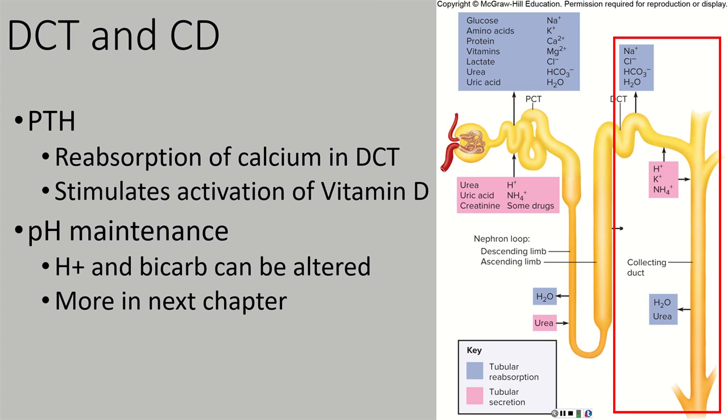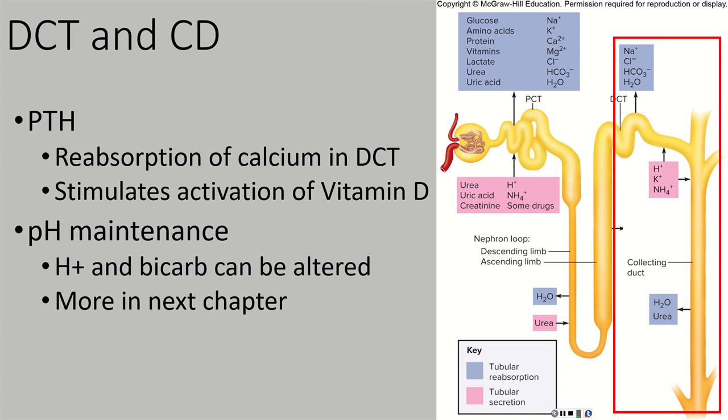Continuing with the distal convoluted tubule and the collecting duct, in response to PTH, the parathyroid hormone. PTH, we talked about a little bit in Bio 137, but here in the kidneys, PTH causes increased reabsorption of calcium in the distal convoluted tubule. It really works throughout most of the nephron, but most of its effects are in the distal convoluted tubule. So we reabsorb more calcium in response to parathyroid hormone. It also stimulates the activation of vitamin D. Remember we said that the kidneys activate vitamin D? Well, they do that in response to parathyroid hormone.